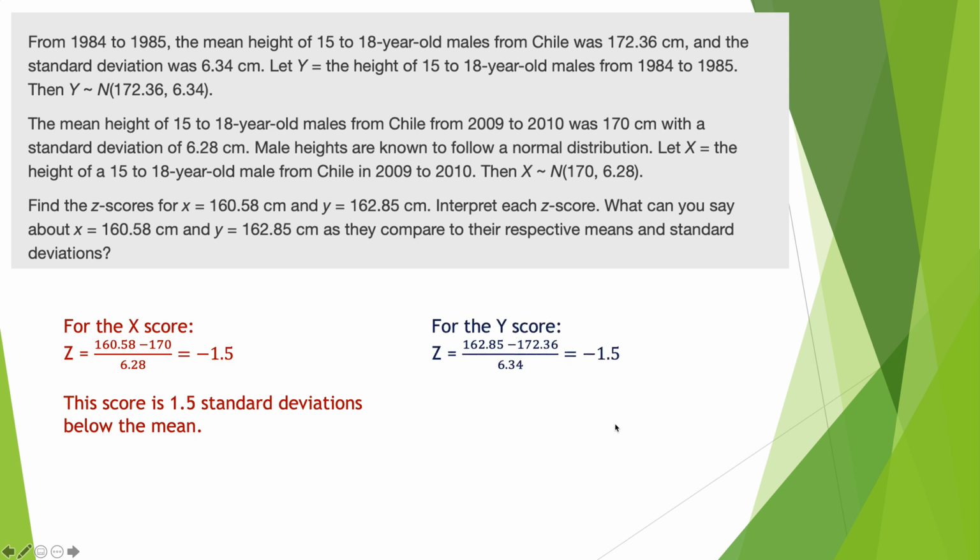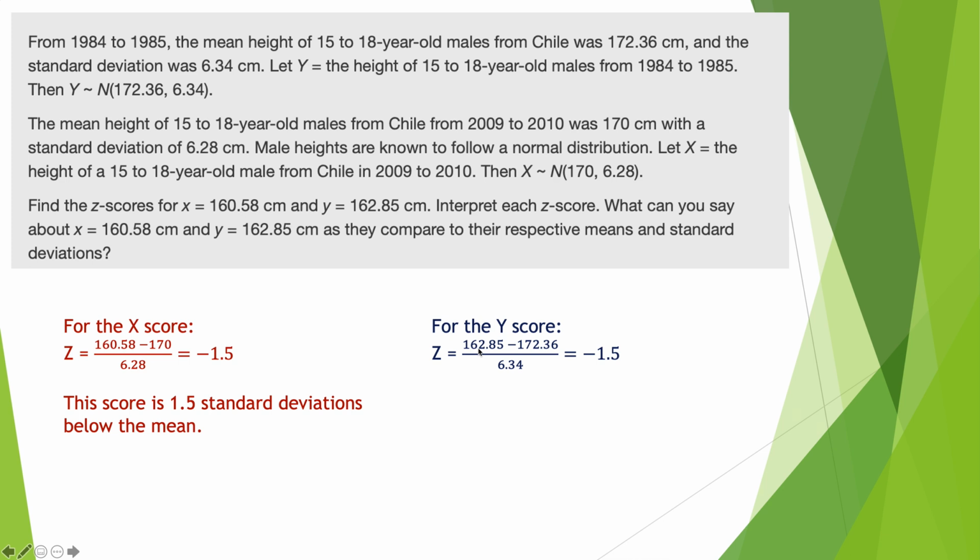For the y score, the y they gave us was 162.85. And you would think this kid's a little bit taller, and in an absolute sense he is, but when you do 162.85 minus the new mean, which up here in the y function, the mean is 172.36. There it is up top. See it? Y tilde N.